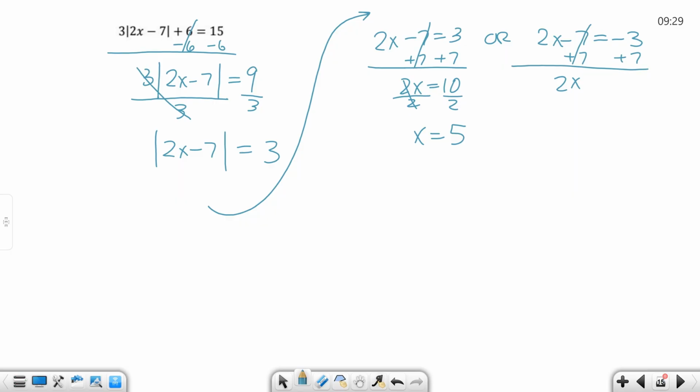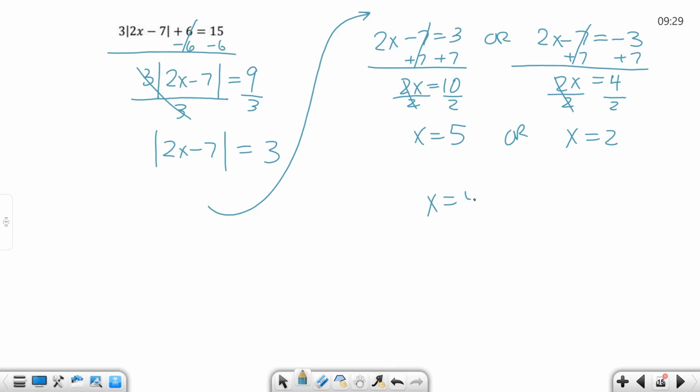Again, add 7 to both sides, but my result is not going to be 10 this time. 2x equals what? -3 plus 7 is 4, and then divide both sides by 2, and x equals what? 2. So here, x equals 5, or 2.